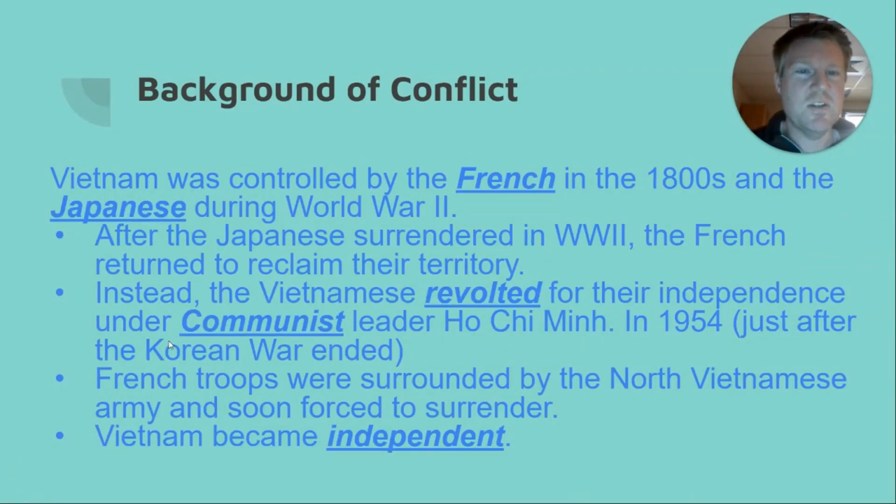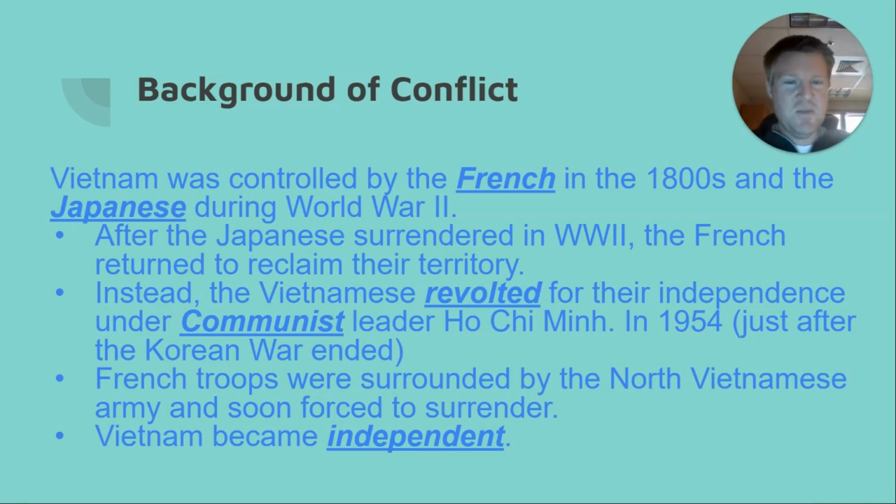Vietnam, the country, was controlled by the French in the 1800s due to French imperialism, and eventually during World War II it's going to be controlled by the Japanese. When Japan loses the war, they have to give up their territories in China, Korea, and Vietnam. And so when the French see that this territory is available once again, they try to resume their control over Vietnam.